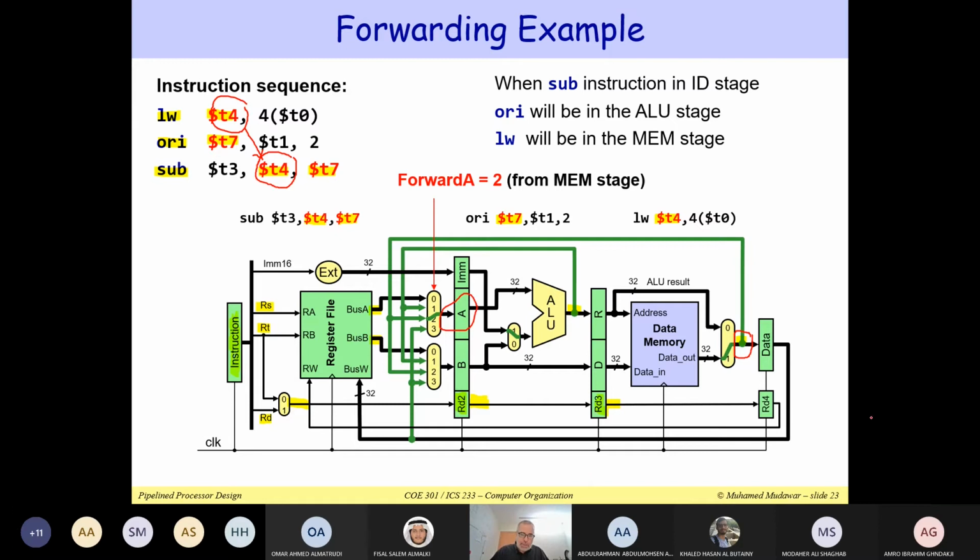So we take it from the output of the data memory. We have this multiplexer here, right? So we select here the data out from the data memory and we feed it back all the way to input A. That's basically how it works.